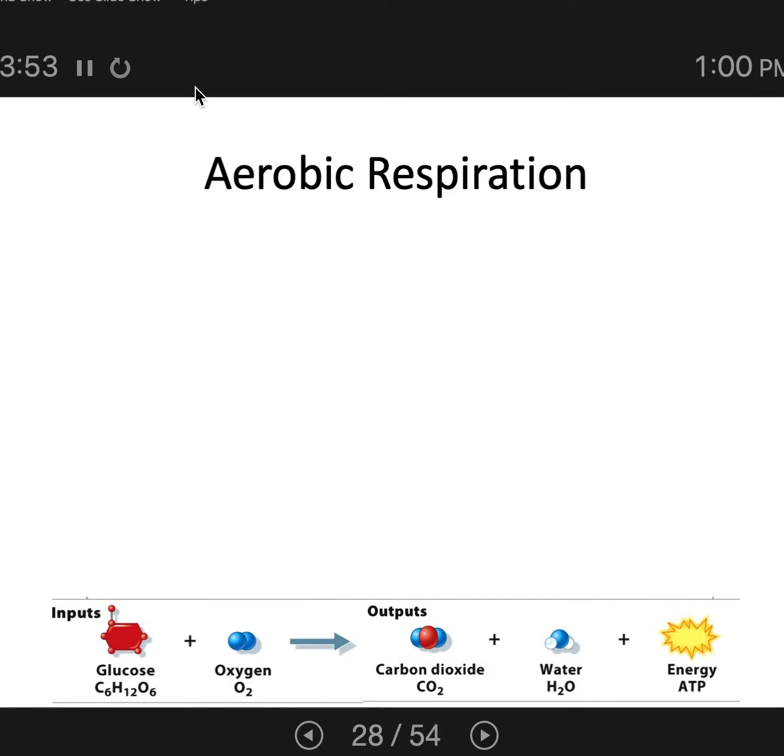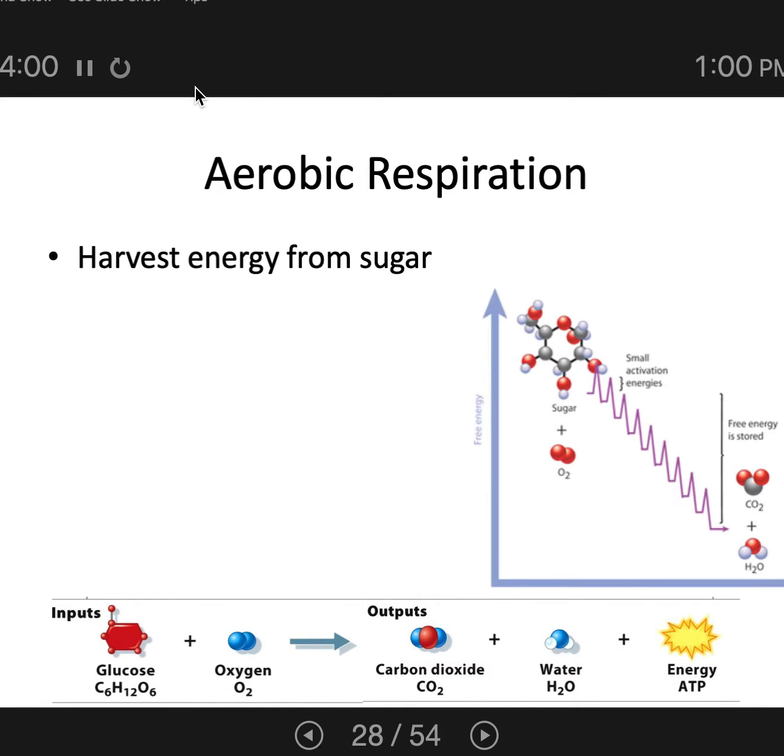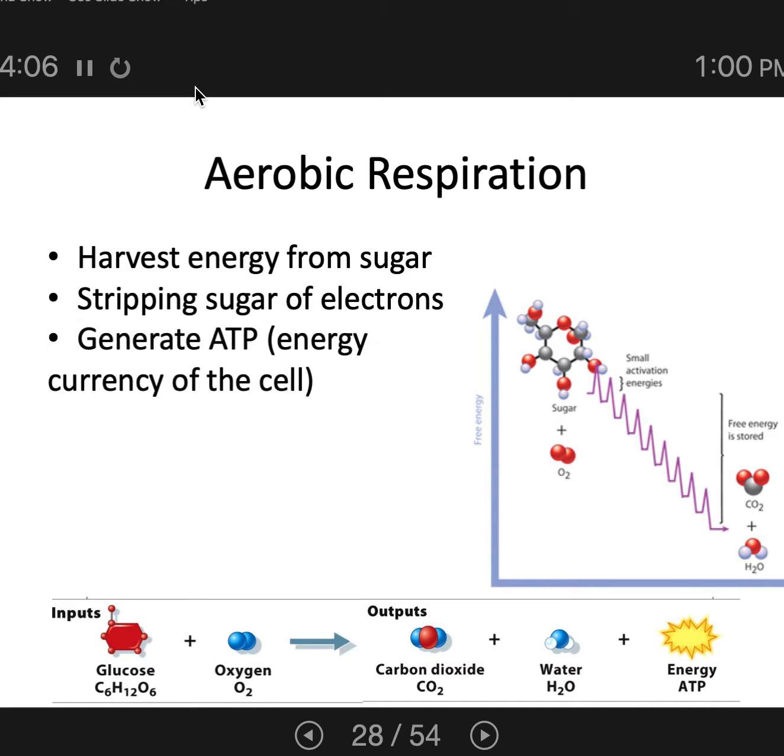So our cells strip sugar of its high energy electrons, and the energy from those electrons is used to generate ATP. So let's look at this. The whole point is to harvest energy from sugar by stripping sugar of high energy electrons, and then use the energy that was once in those electrons to generate ATP, the energy currency of the cell. So by now, this equation at the bottom of the slide should be familiar.